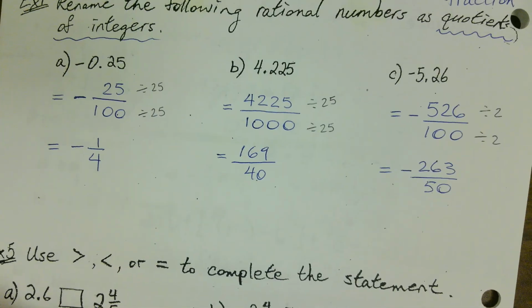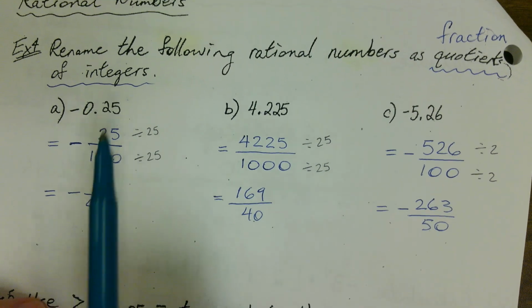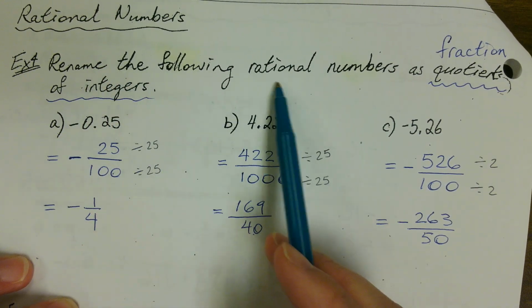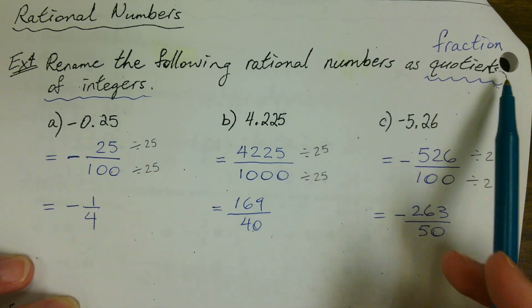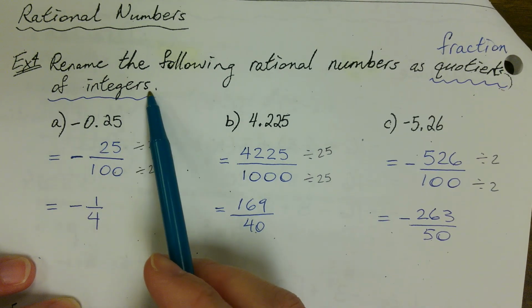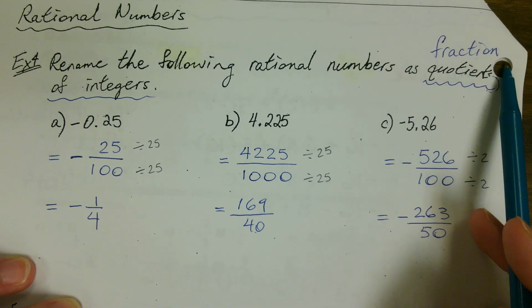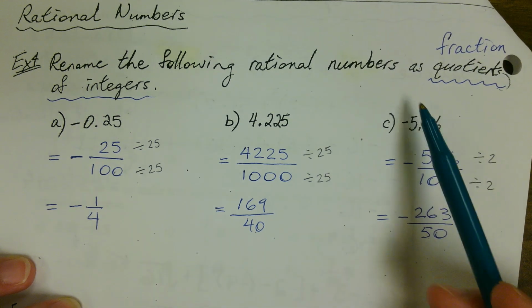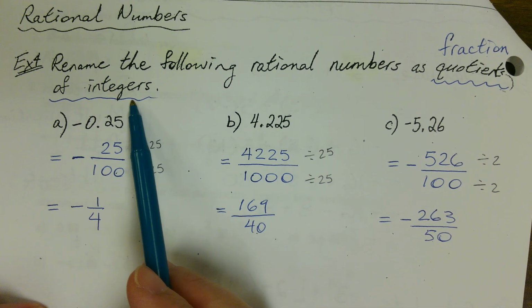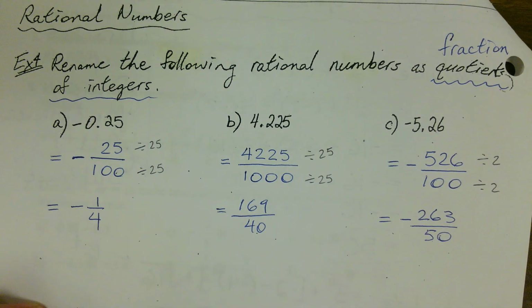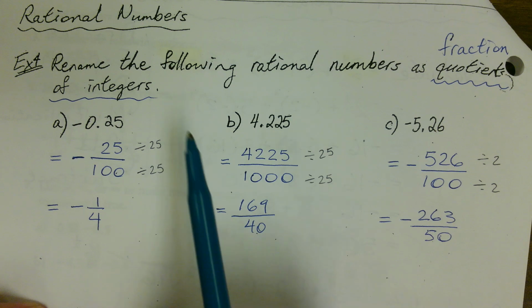Okay. On the back, example 4. You want to rename the following rational numbers as a quotient of integers. So quotient of integers sounds very fancy. All it means is just write it as a fraction. Right? Some textbooks use this term, so I want you guys to know when you see quotient of integers, all it means is fraction.